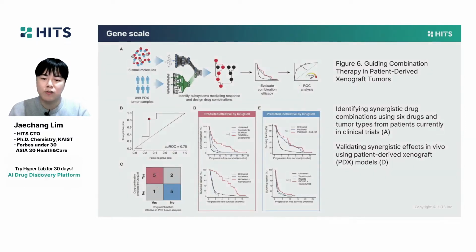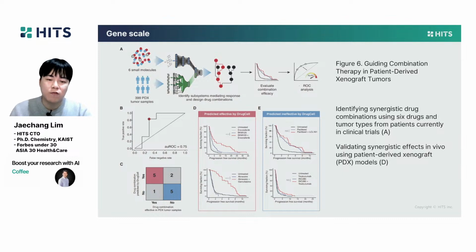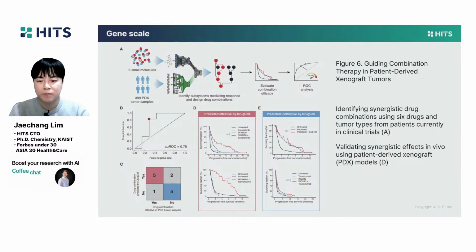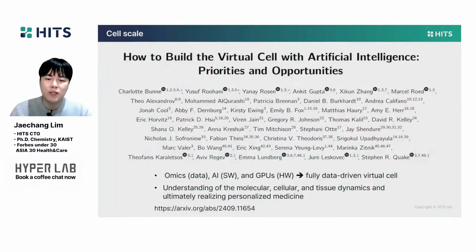And furthermore, the researchers created a xenograft model from samples of about 400 clinical cancer patients and experimentally verified the synergistic effect when 6 drugs were treated in combination. And this model showed that the synergistic effect actually existed as predicted by AI and could extend the patient's survival time. And through this, we can confirm that deep learning can work successfully even at the gene scale or cellular level.